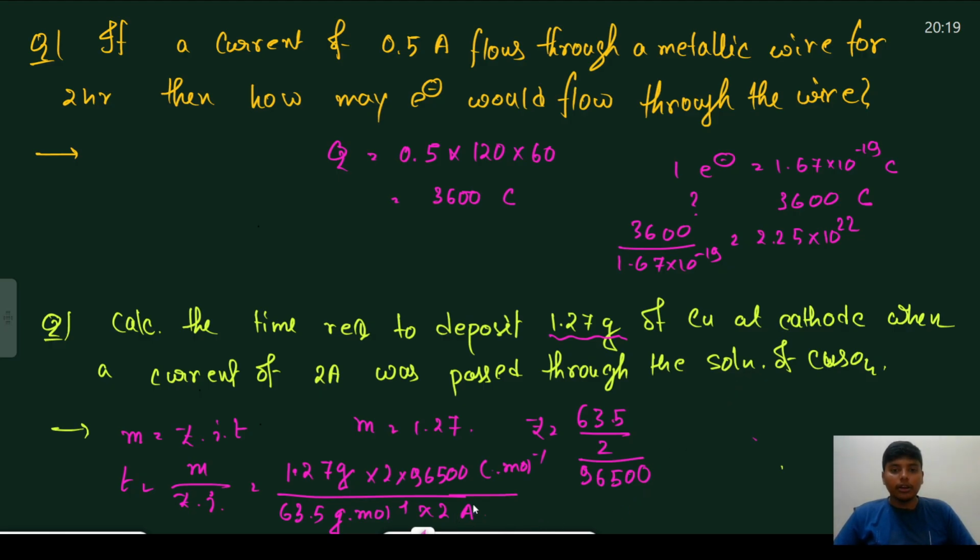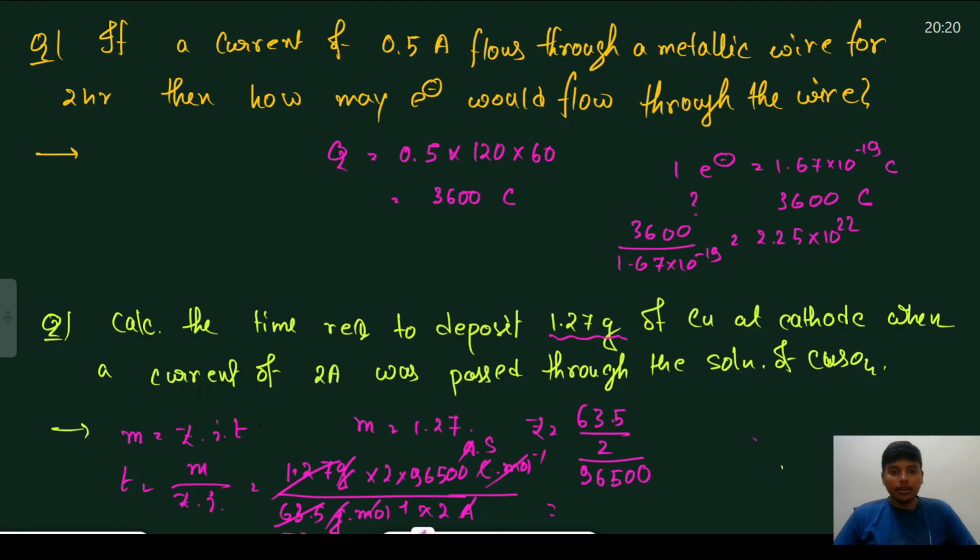Okay, 2 ampere, correct. So now coulomb we can write as ampere into second. So ampere cancels, mole inverse cancels, and gram cancels. That's it. Next you calculate, you will get around 1.27.